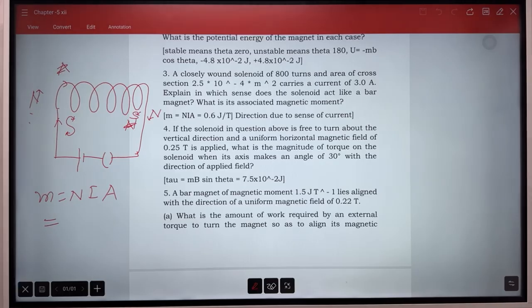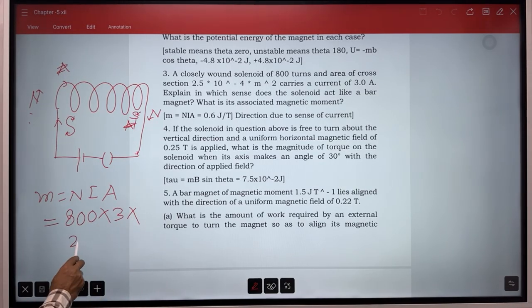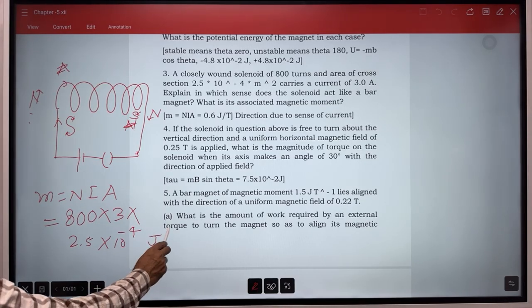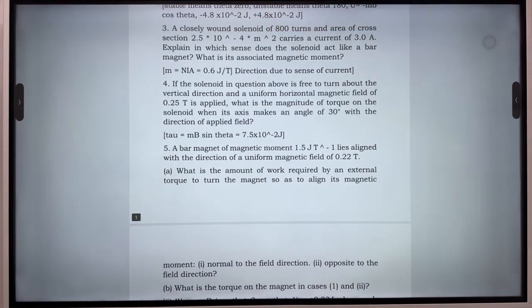Number of turns is given as 800, and the current through it is given as 3 ampere, into area of cross section 2.5 into 10 to the power minus 4, and the unit will be joule per Tesla. So you can easily evaluate. Let's go to the next question.